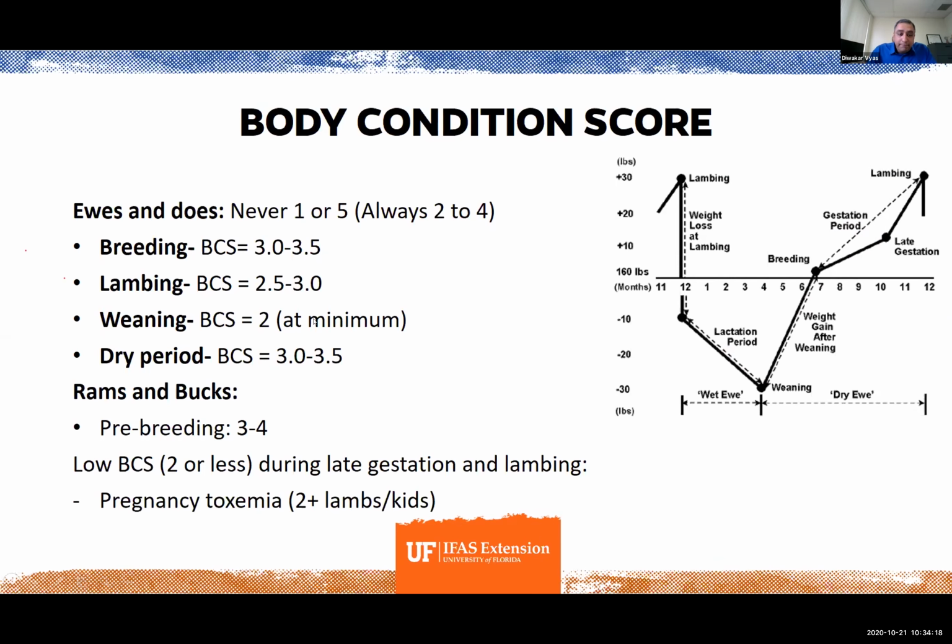At weaning, body condition score 2 should be the minimum. And we do expect lower body condition score at weaning, right? Because animals are milking, they are providing nutrients to the lambs. So we do expect body weight loss, and we have mentioned that in our previous figure. In our dry period, again, when they are not lactating, 3 to 3.5 is an optimal body condition. For rams and bucks, pre-breeding body condition score is around 3 to 4. That is considered optimal. So the problem with the low body condition score during late gestation and lambing is that it may result in some of the nutritional disorders like pregnancy toxemia.